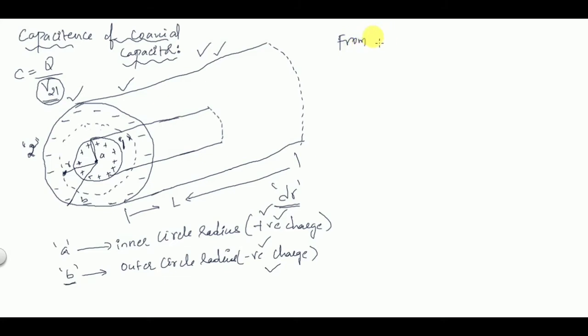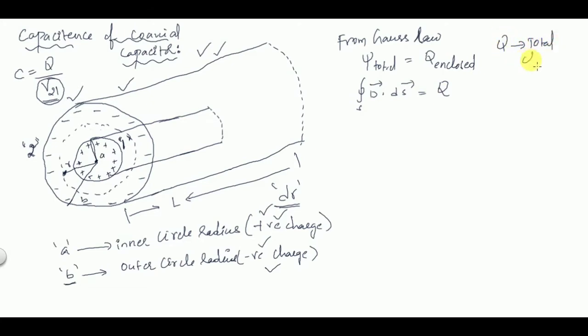We know from Gauss's law that phi total is equal to Q enclosed. In mathematical form, the integral over S of D bar dot ds bar is equal to Q enclosed. Let the total charge be Q, so Q represents the total charge.